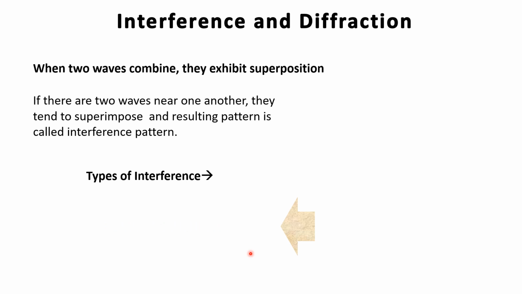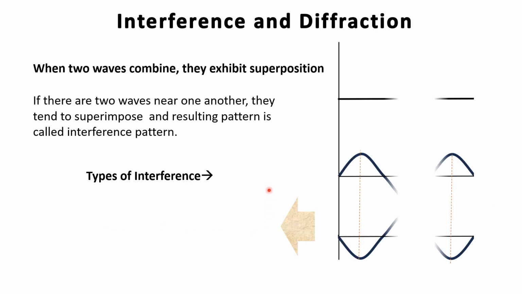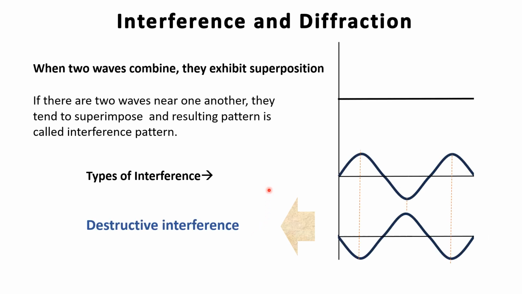On the other hand, there is another type of interference which is called destructive interference. Here, the crest of the first wave aligns with the trough of the second wave and vice versa, and the resulting interference pattern is a total flat pattern. So we can see both the waves annihilate each other. This is called total destructive interference.